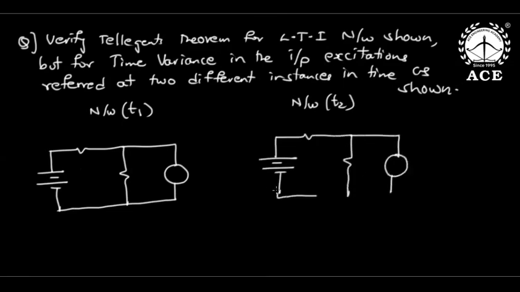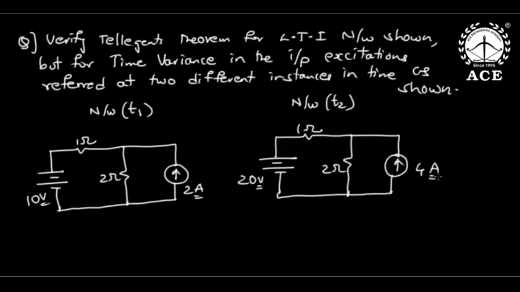See the very interesting property of Tellegen's theorem here. 10 volts, 1 ohm, 2 ohm, 2 ampere. 20 volts, 1 ohm, 2 ohm, 4 ampere. Okay, it is the same network, sir. Same network, but the excitations are doubling. For simplicity, I took only double, but you can take one double, one triple, one reverse direction, one positive voltage. Any way you can take.